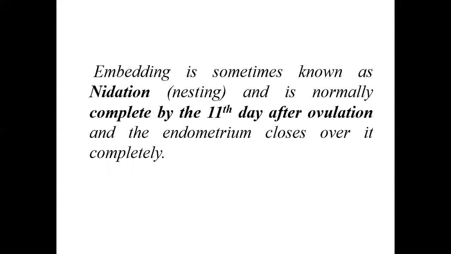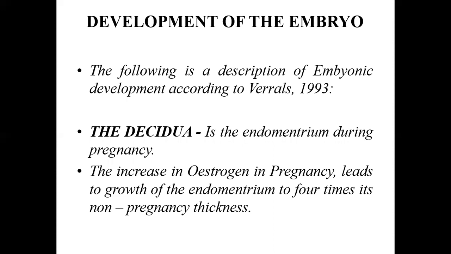So now, embedding of the placenta on the lining of the endometrium, which we are now calling the decidua, is known as nidation. Nidation can also be referred to as nesting. And this is normally complete by the 11th day after ovulation, and the endometrium closes over it completely. So it's an interesting scenario which we are trying to look through.